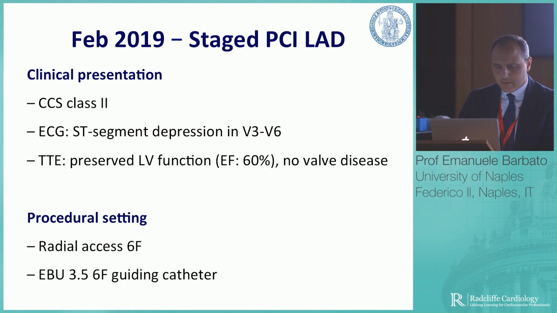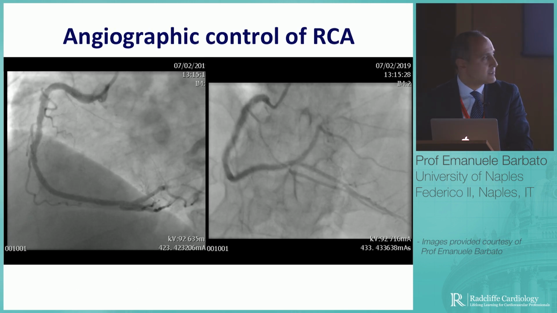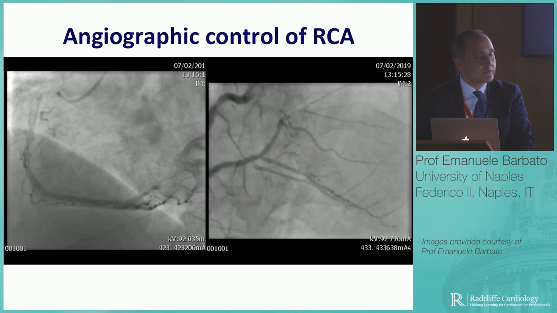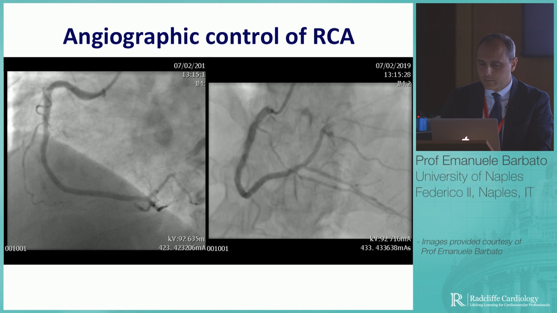This was my setting: radial access, 6 French, ABU guiding 3.5, 6 French. As we usually do, and perhaps you do the same, at the time of the staged procedure, we tend to check the result of the coronary angiogram of the coronary artery that we previously treated.